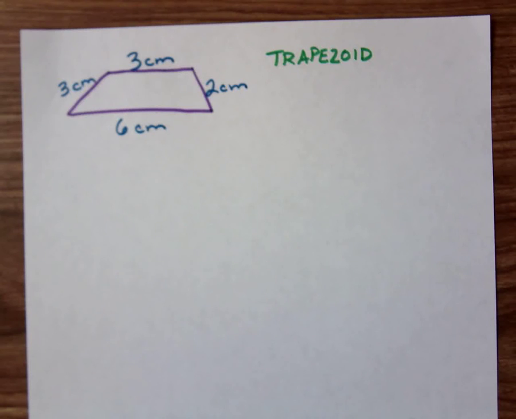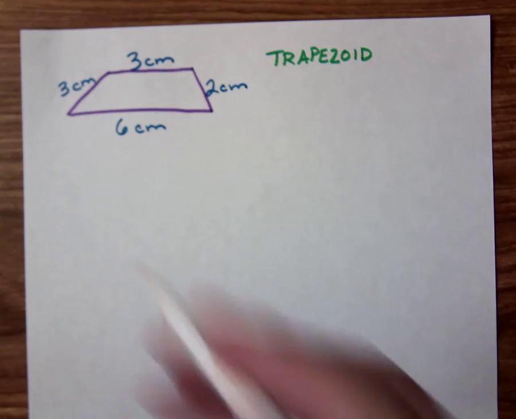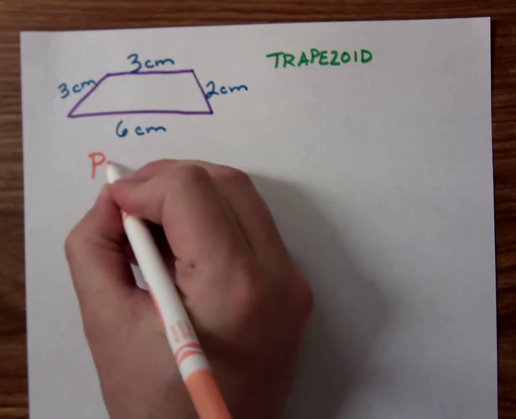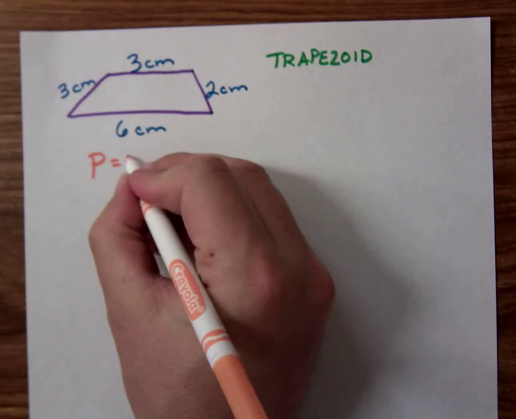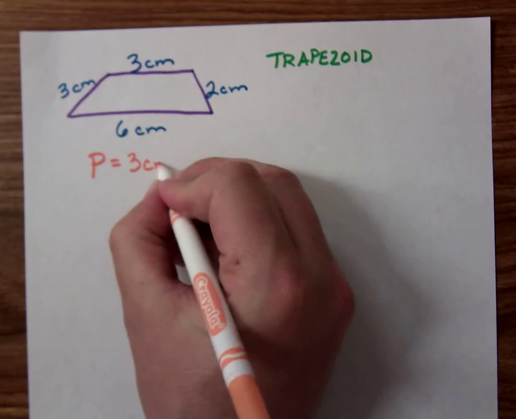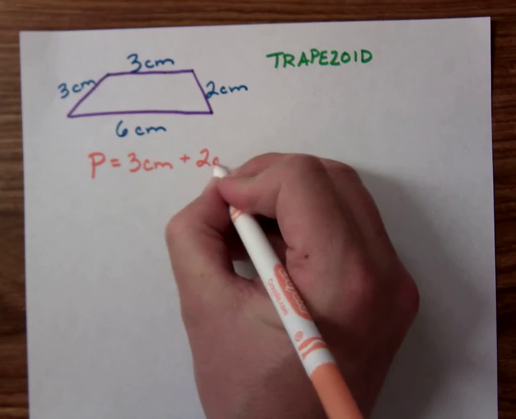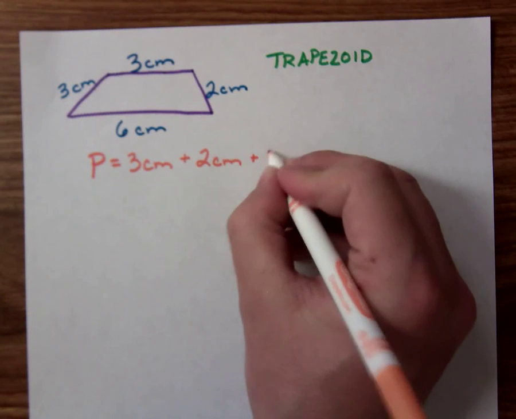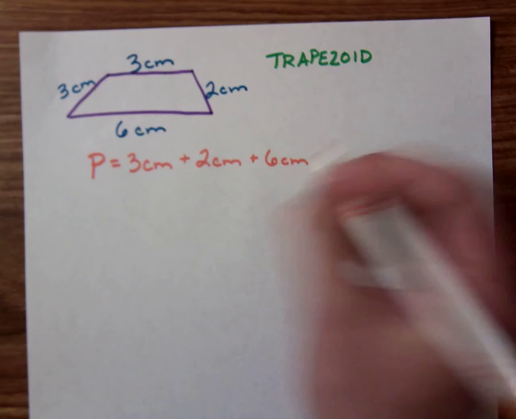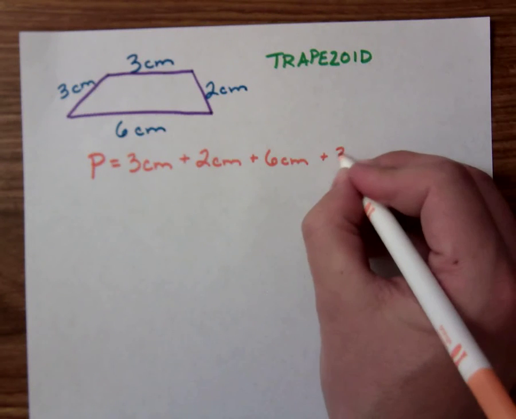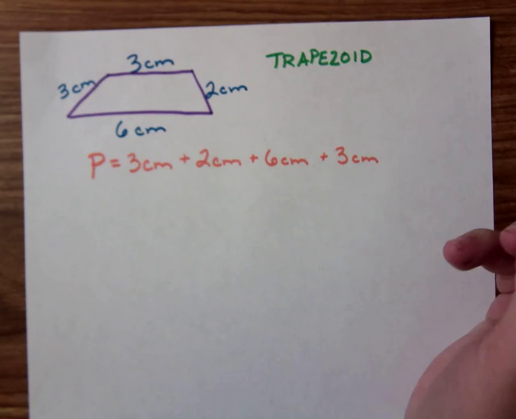How do I find the perimeter of a shape that has 4 sides? Well, I would suggest adding the 4 sides together. So the top was 3 centimeters, plus the right side is 2 centimeters, plus the bottom is 6 centimeters, plus the left is 3 centimeters.